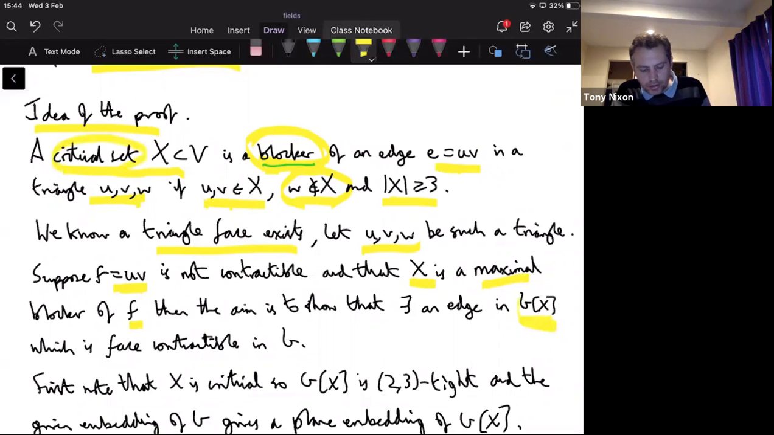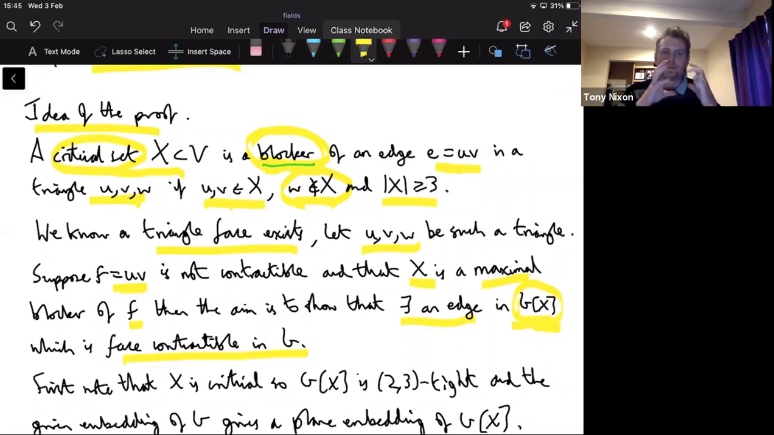We look inside that 2-free tight graph. It's plane because it's a subgraph of a plane graph. So this G_X is a 2-free tight plane graph itself. It has a triangle face. And so the aim is to show that some edge in there is face contractible, but not just face contractible in G_X, but face contractible actually in G as well. Okay. So hopefully that's clear.